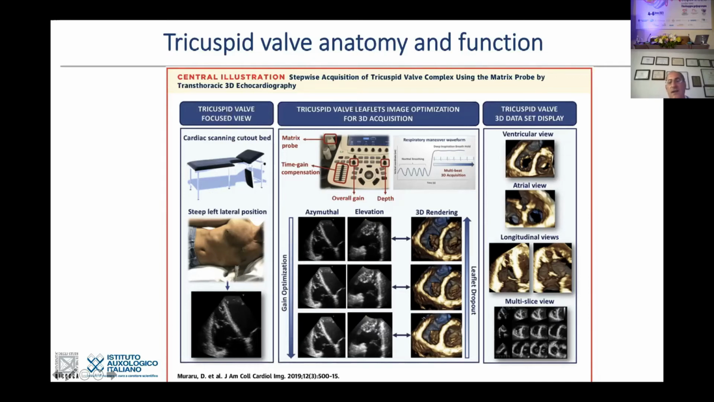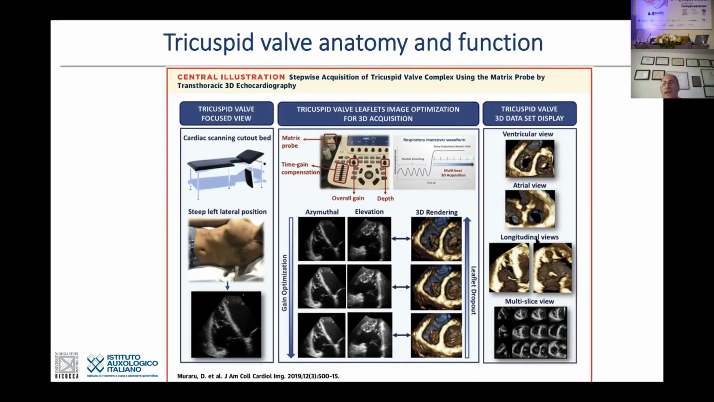This is very important, because if you are overgaining when you have acquired a 3D dataset, you will always be able to reduce the gain and clean the images from the noise. But if you have the dropout artifact, you cannot compensate once they are acquired.